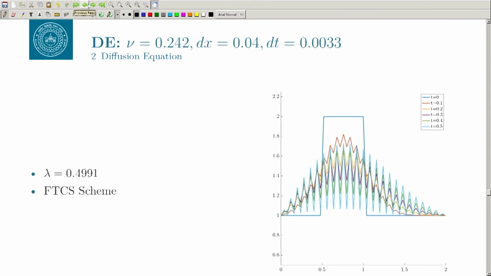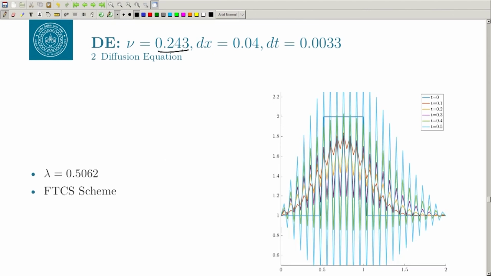Okay. Now, we are going very close to lambda equal to 0.5, and you can see that the solution is about to blow up here. Same scheme, the only thing that we have done is that we have increased the value of nu. So, your nu delta T by del x square increased, and it became very close to 0.5, and you can see that it is about to blow up, and if you go to the next step which is 0.243, then you can see that it has blown up completely. So, this is still the FTCS scheme, but my lambda is greater than 0.5.